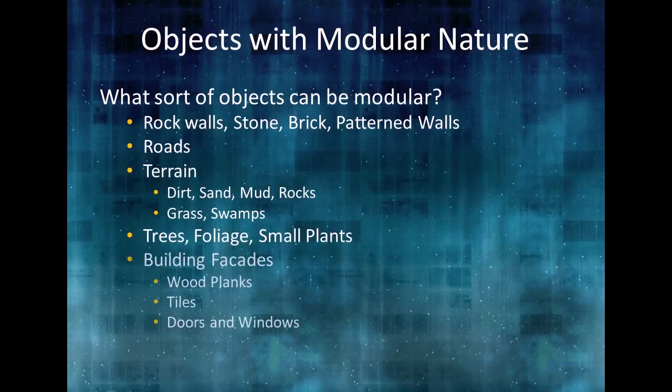Trees, foliage, small plants, building facades, especially wood planks, tiles, doors, and windows. Even entire set pieces can be used modularly throughout your level. Things like fountains or even whole entire hallways can be created once and then used across your level.